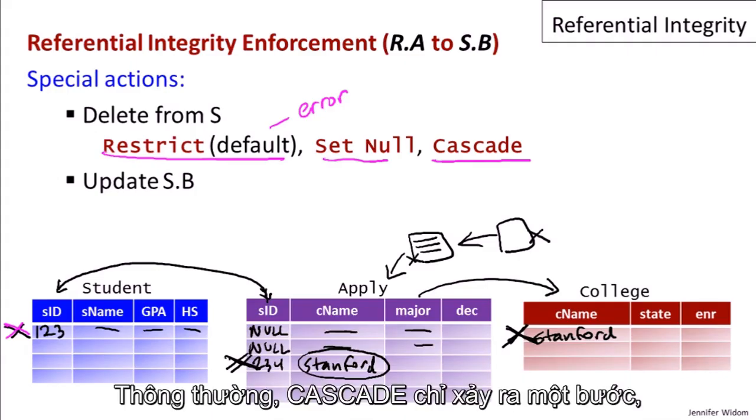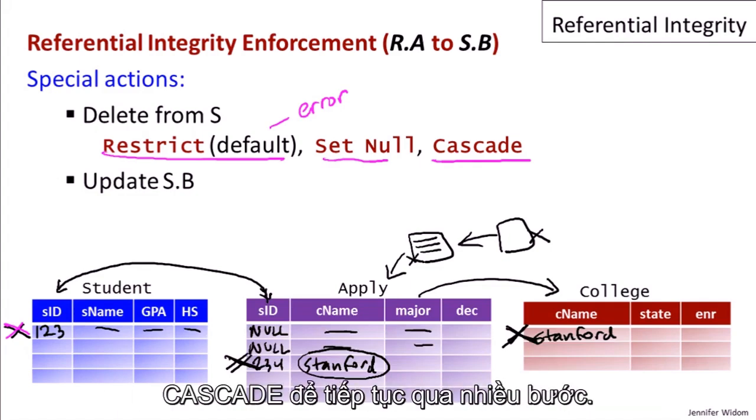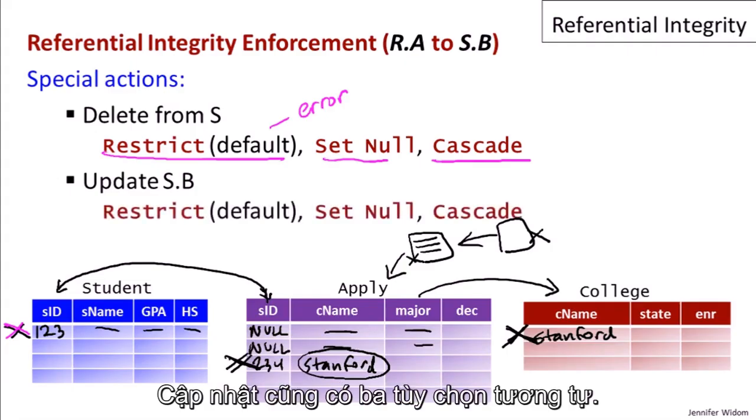Typically, cascading will only go one step, but we'll see an example in our demo where we'll set it up where a cascade will go some distance.